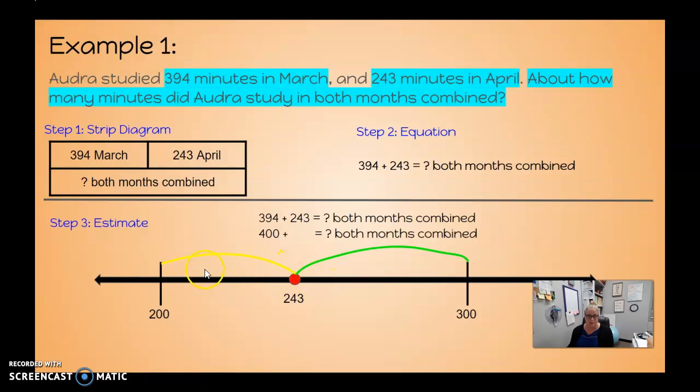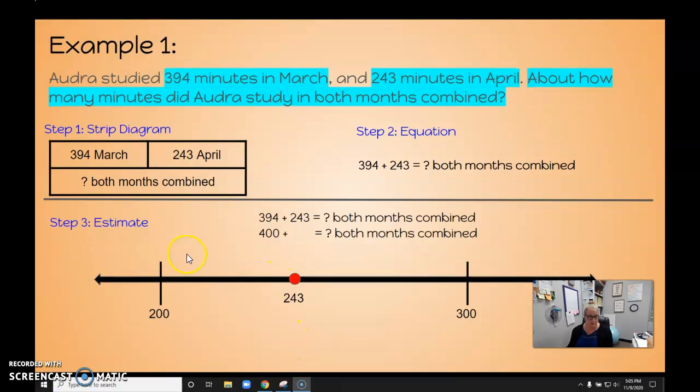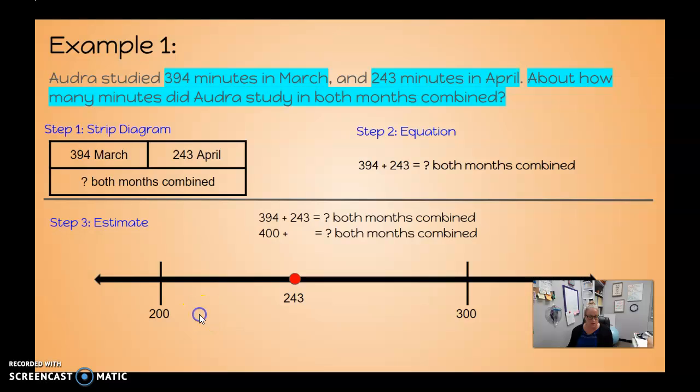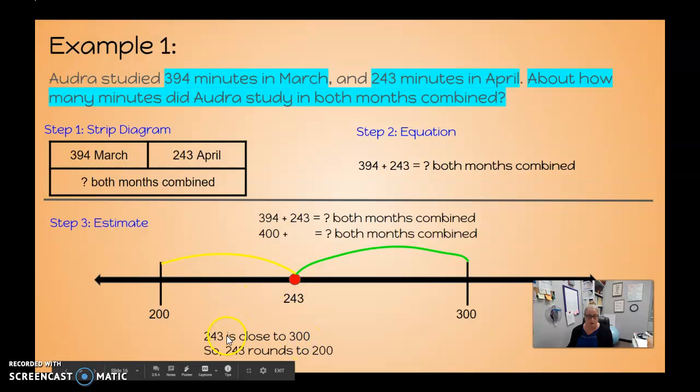When I do that, I'm going to look at my lines. Well, which line is shorter? If you said the yellow line was shorter, you are correct. So I know that 243 is close to 300. Oh, I did the wrong number. It is close to 200. Okay, I'm sorry about that. I had the wrong information. So I know that 200 to 243, 243 to 300, my yellow line is the shorter line, so that means that 243 is close to 200. So that means 243 rounds to 200.